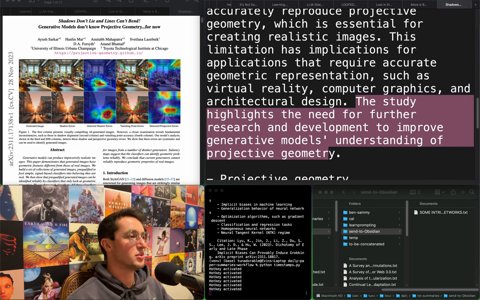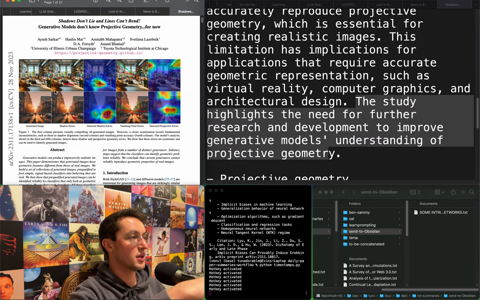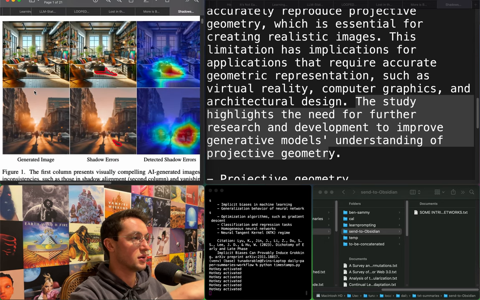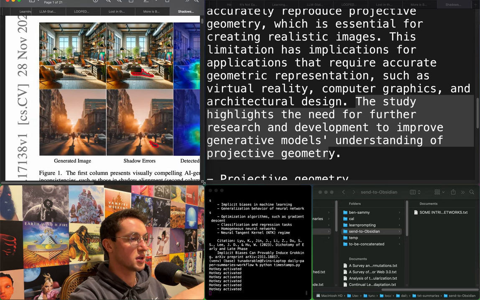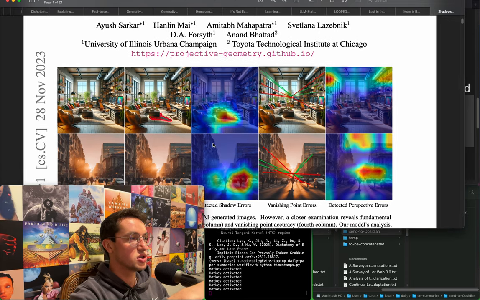I bet it's a data thing, though. I'm just going to guess it's a data thing. What are they talking about here? So projective, can I expand, please? I'm just going to pull the whole window out. Projective geometry, right?